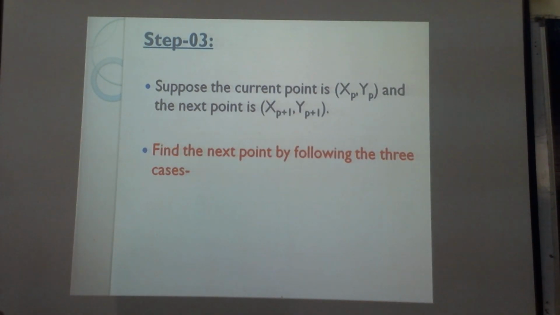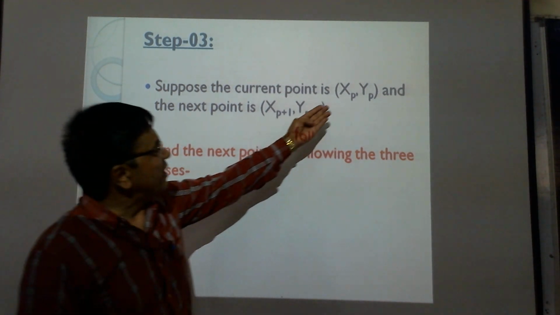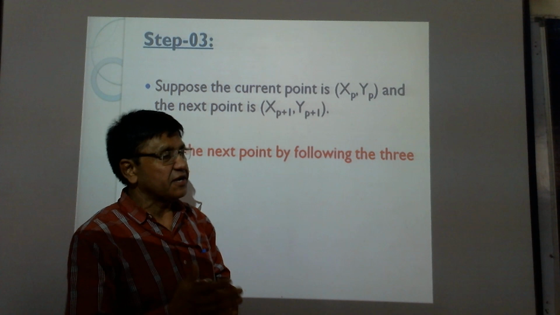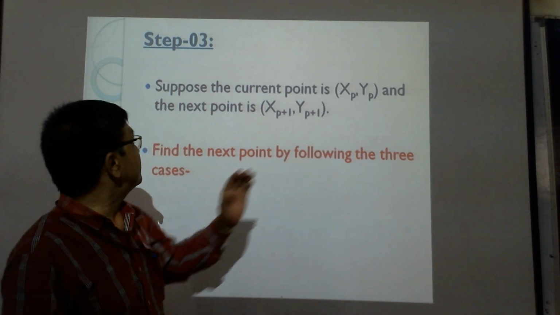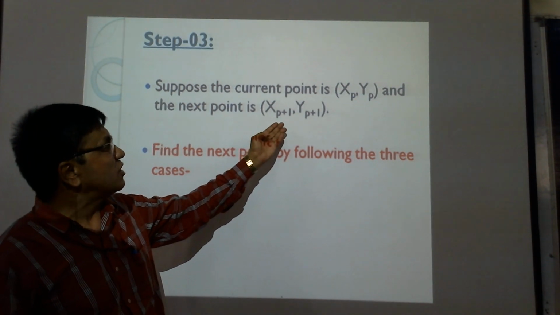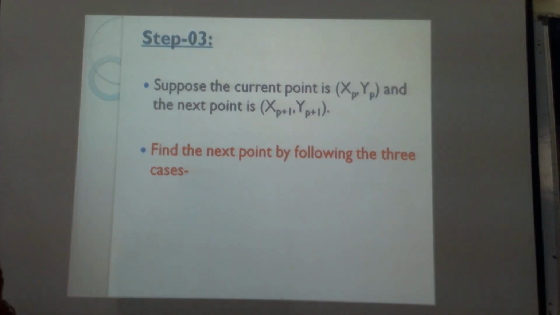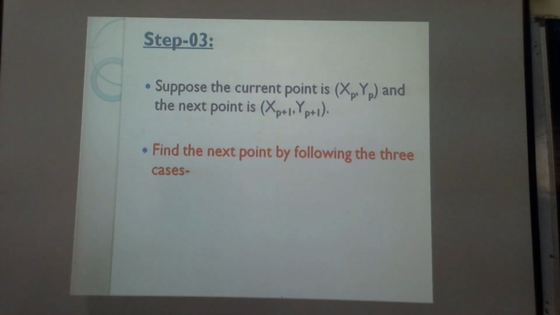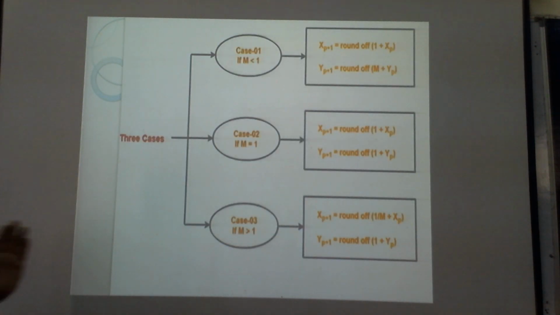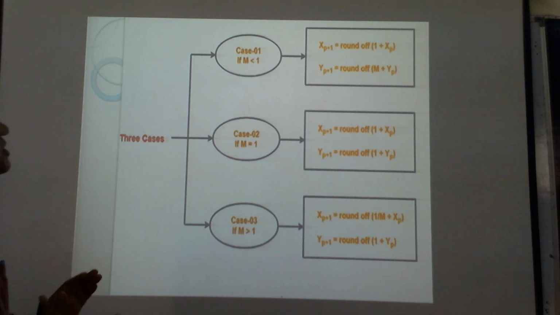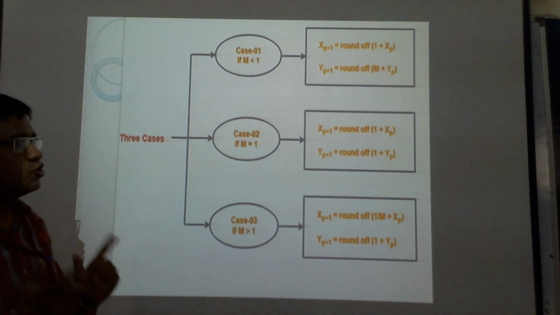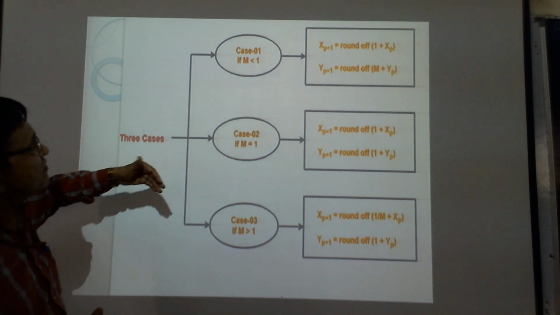Suppose the current point is xp, yp. These are the coordinates taken in the beginning, and the next pixel is referred to as xp plus 1, yp plus 1. Then we have to find the next point by following three cases. There are three main cases used when we are using the DDA line algorithm. In this step, we compare the slope of the line, as given in the three cases.